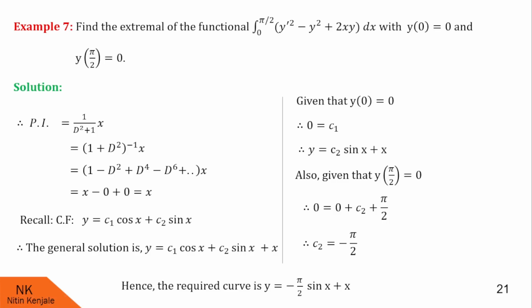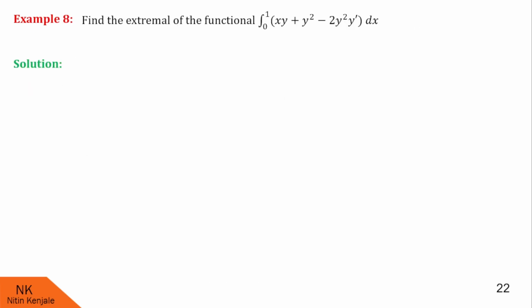Now let us proceed to the last example in this video. Here we are asked to find the extremal of the functional integral of xy plus y square minus 2y square into y dash dx over the limits 0 to 1. No initial condition is given to us, so you can expect some constants in your solution. Here f is xy plus y square minus 2y square y dash. Again, this has to be small f.